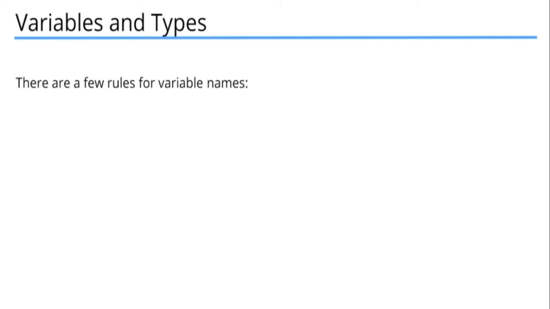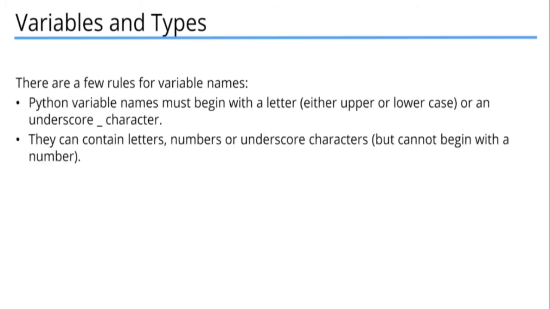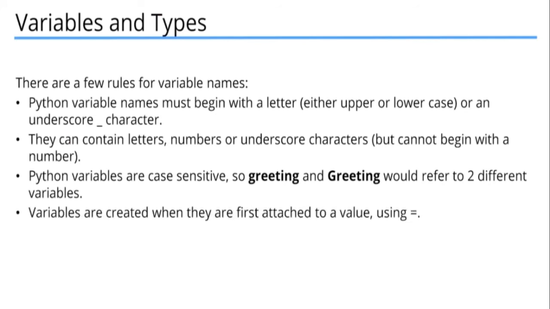So there's a few rules for variable names. Python variable names must begin with a letter, either upper or lowercase, or an underscore character. They can contain letters, numbers, or underscore characters, however they can't begin with a number. Python variables are case sensitive, so greeting with a lowercase g and greeting with an uppercase g would refer to two different variables. Variables are created when they're first attached to a value using the equal sign.